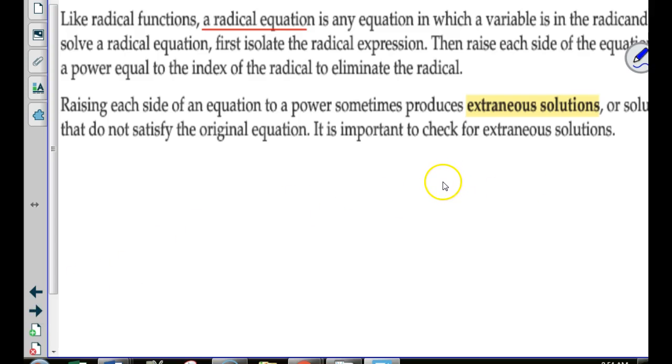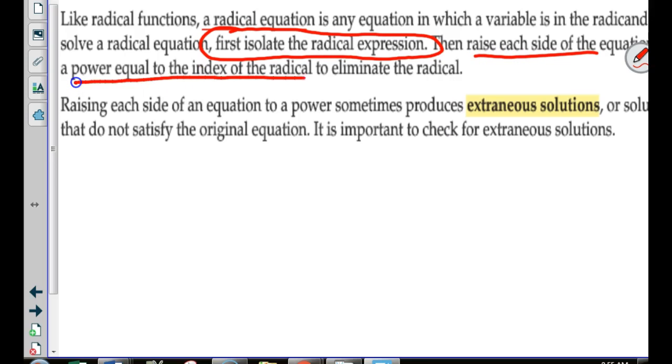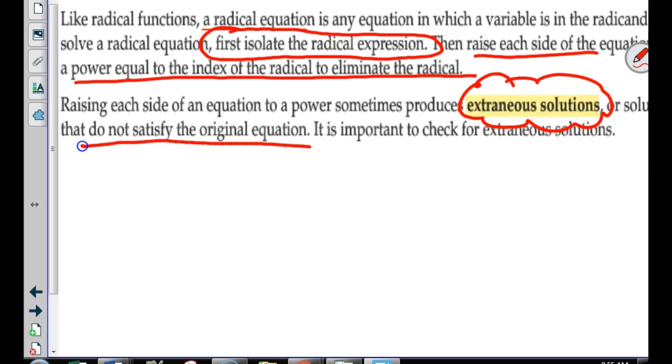Like radical functions, a radical equation is any equation in which a variable is in the radical, is in the radicand. So these are the steps, guys. First, isolate the radical, if you can. Then raise each side of the equation to the power that will get rid of the radical. But whenever you raise each side to a power, there can be an extraneous solution. And all that means is a solution that does not work in the original equation.